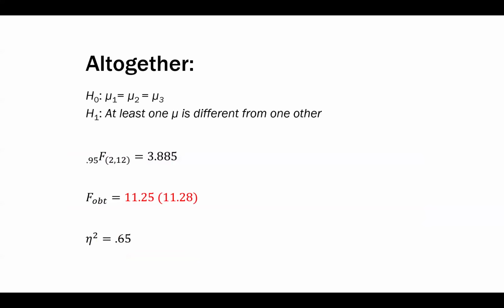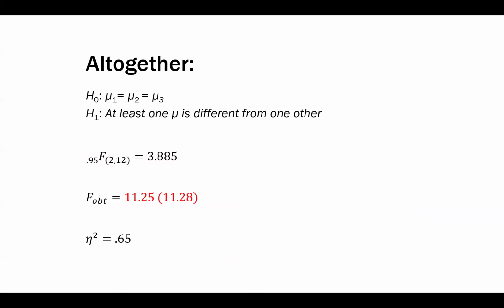So altogether, we have our hypotheses. Null is all groups are equal, mu1 equals mu2 equals mu3. And alternative is at least one mu is different from another. Our critical statistic, our obtained F. Our decision is to reject the null. At least one mean is different from one other. And our eta squared is 0.65.